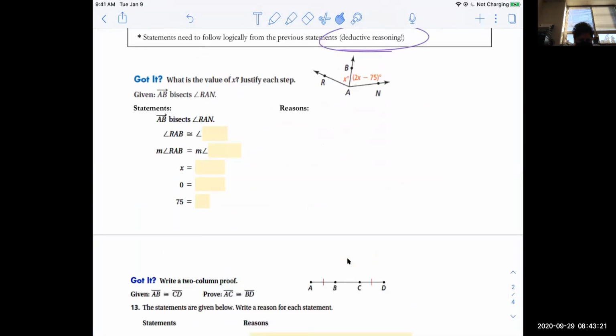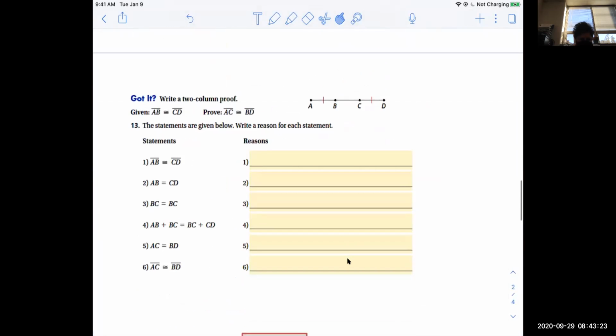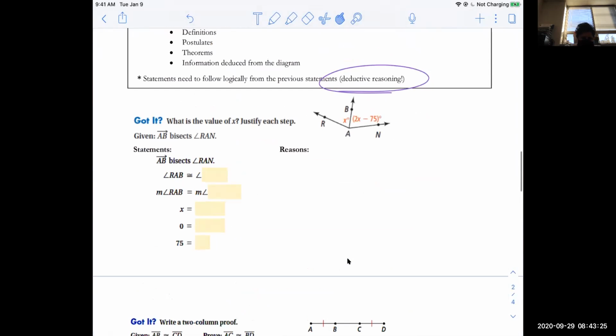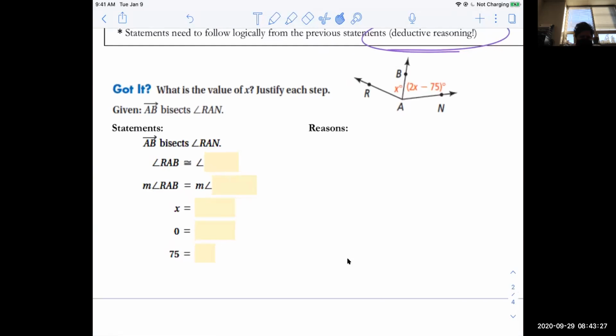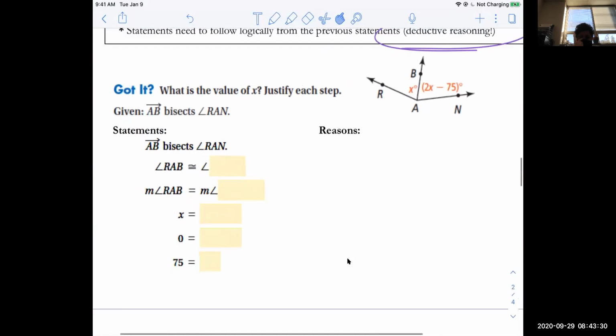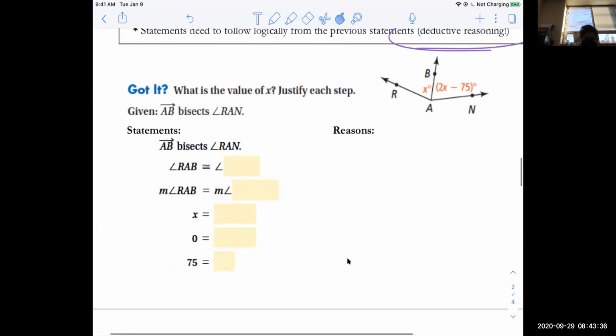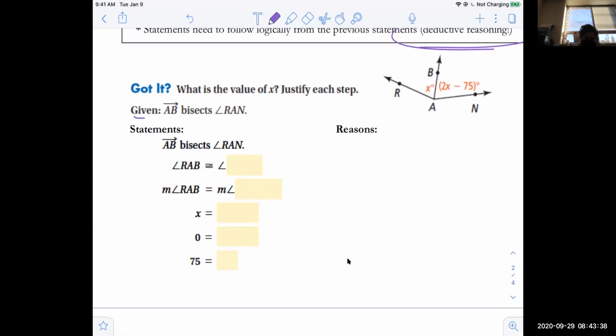All right, let's do this one. Okay, what's the value of x? Justify each step. Okay, you're given that ray AB bisects angle RAN. That's your given. Okay, our prove is basically what is the value of x. That's what we're trying to determine. And then here's our statements column. And here's our reasons column.